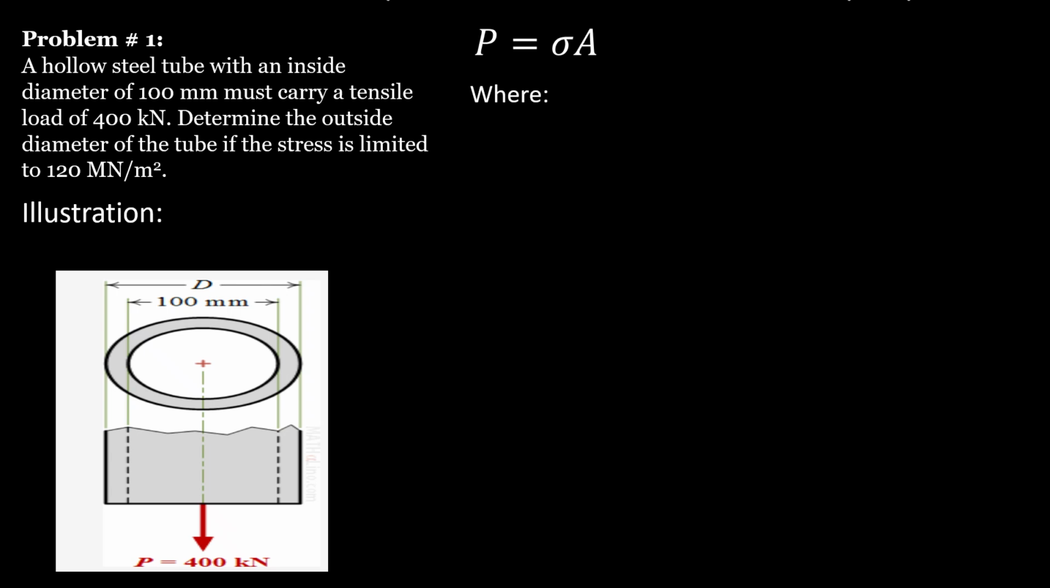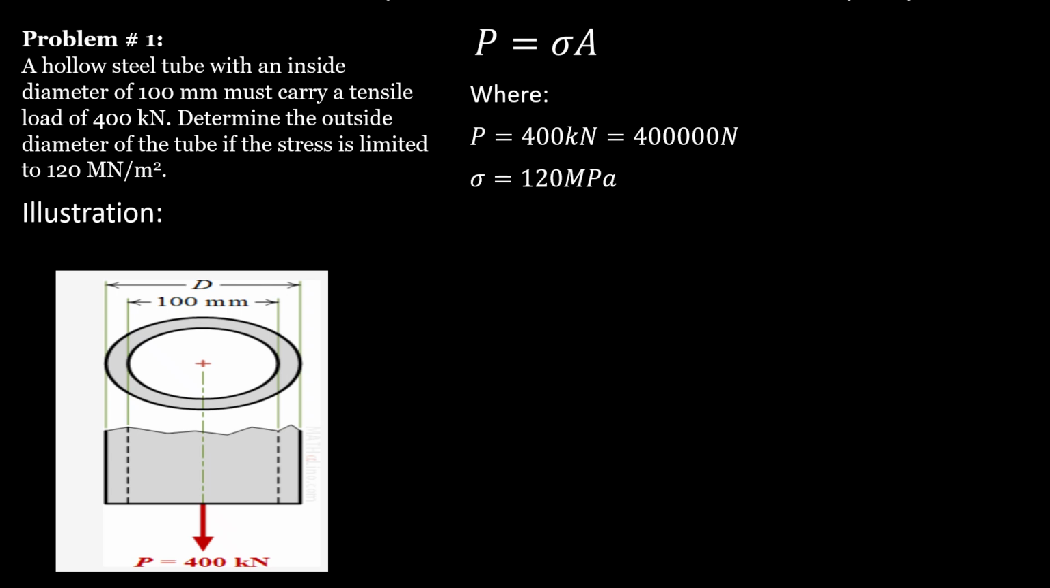But of course, before we solve the problem, let us start with our givens first. For our first given, we have the tensile load of 400 kilonewtons, which is also equal to 400,000 newtons, since 1 kilonewton is always equal to 1,000 newtons. We also have our normal stress value that is limited to 120 megapascal or 120 meganewton per square meter.